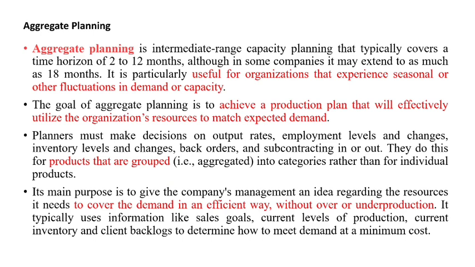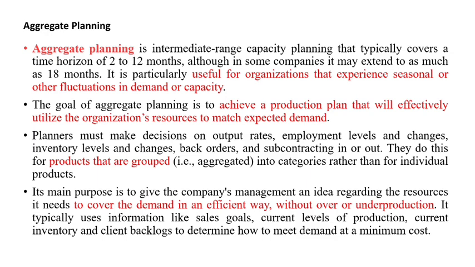Next we see important topic, aggregate planning. This is an intermediate range planning with having a time horizon of 2 to 12 months, which is useful for organizations that experience seasonal or other fluctuations in demand or capacity. The goal of aggregate planning is to achieve a production plan that will effectively utilize the organization's resources to match the expected demand. ഇവിടെ നമ്മൾ ഗ്രൂപ്പ് ചെയ്യും, ഓരോ ഇൻഡിവിജ്വൽ ഡിമാൻഡ് എടുക്കത്തില്ല.